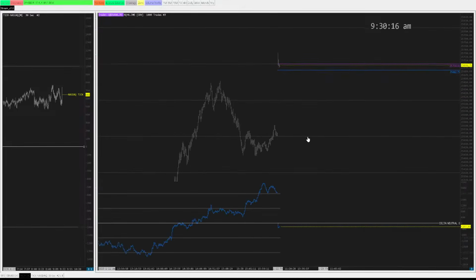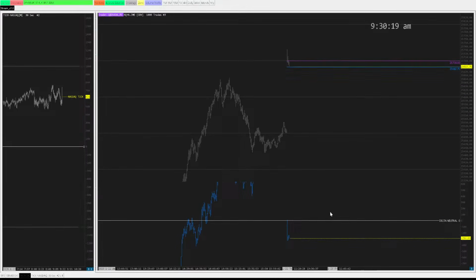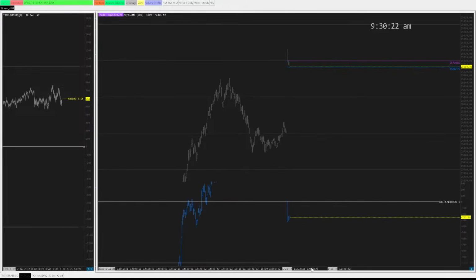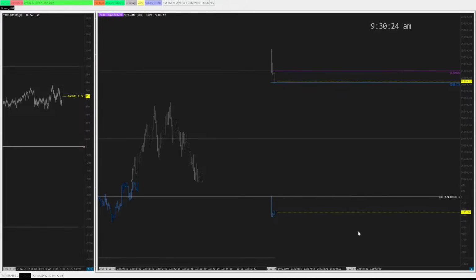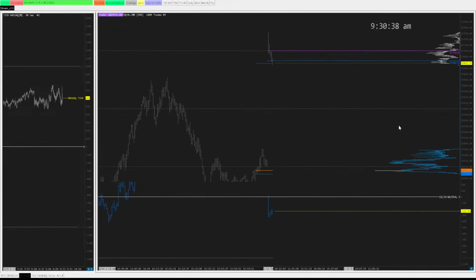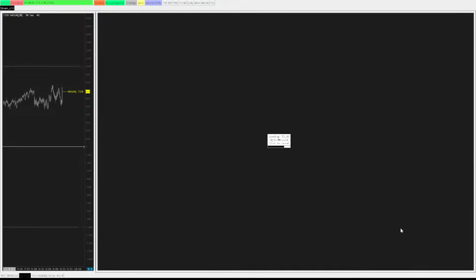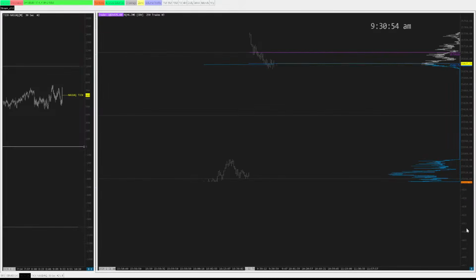So negative order flow out of the gate. Tick is positive. Start building out my volume profile here. Looks like we got a little bit of a gap. If this breaks right here, I'll probably start shorting. And that's on 1,000 trades. But let me look at this. There we go.